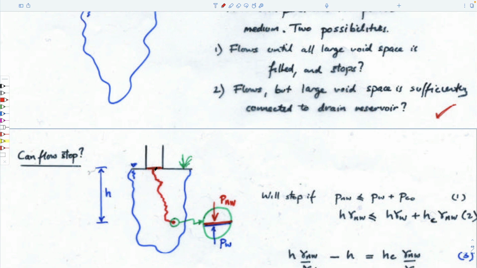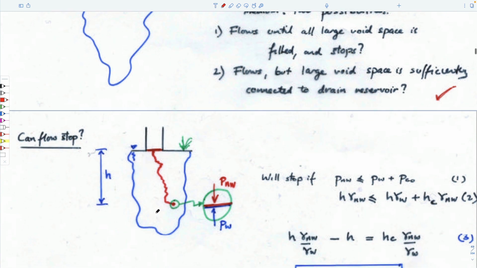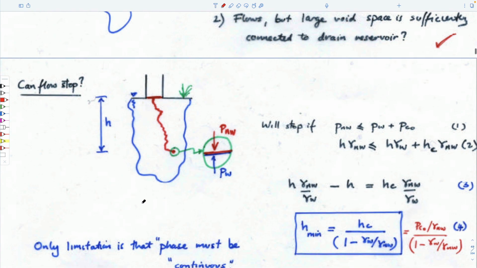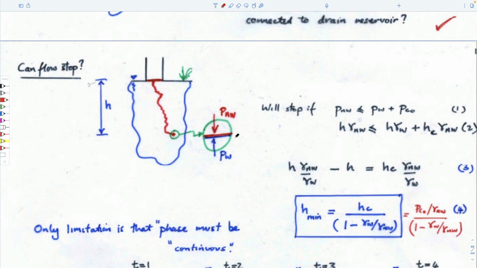And once this is depleted, then there's nothing more to drive the flow. So what do we expect to happen? Will the plume stay there, or will it keep on going and detach from the top? Well, we can do the same example as we did before. We can look at the pressures across this boundary.